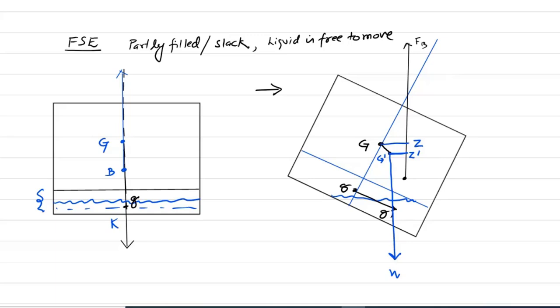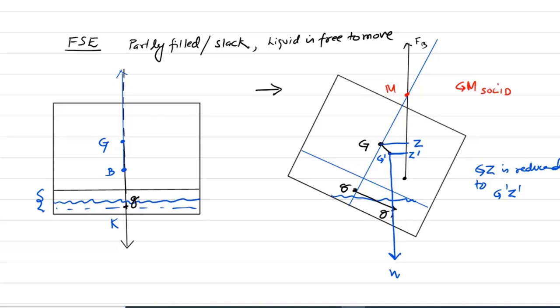Writing lever reduced. Sir, I'll write it: GZ is reduced to G dash Z dash. Make sense? Yes, sir. So the first thing was this G and M. What do we call GM? We call GM the metacentric height.